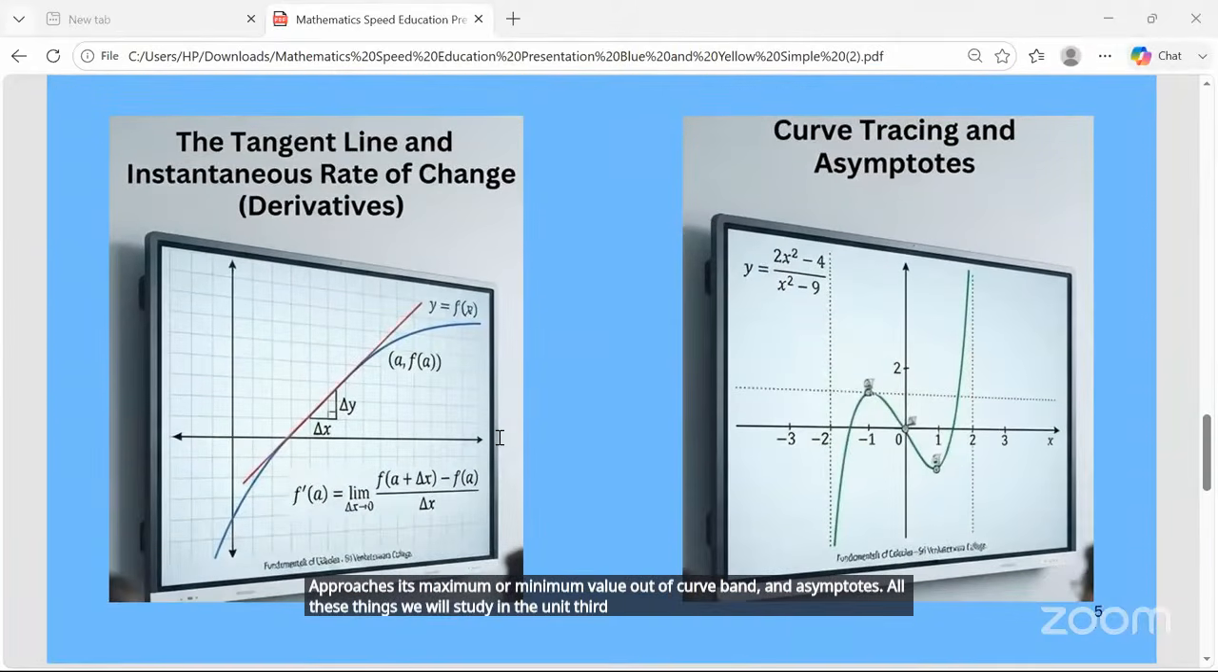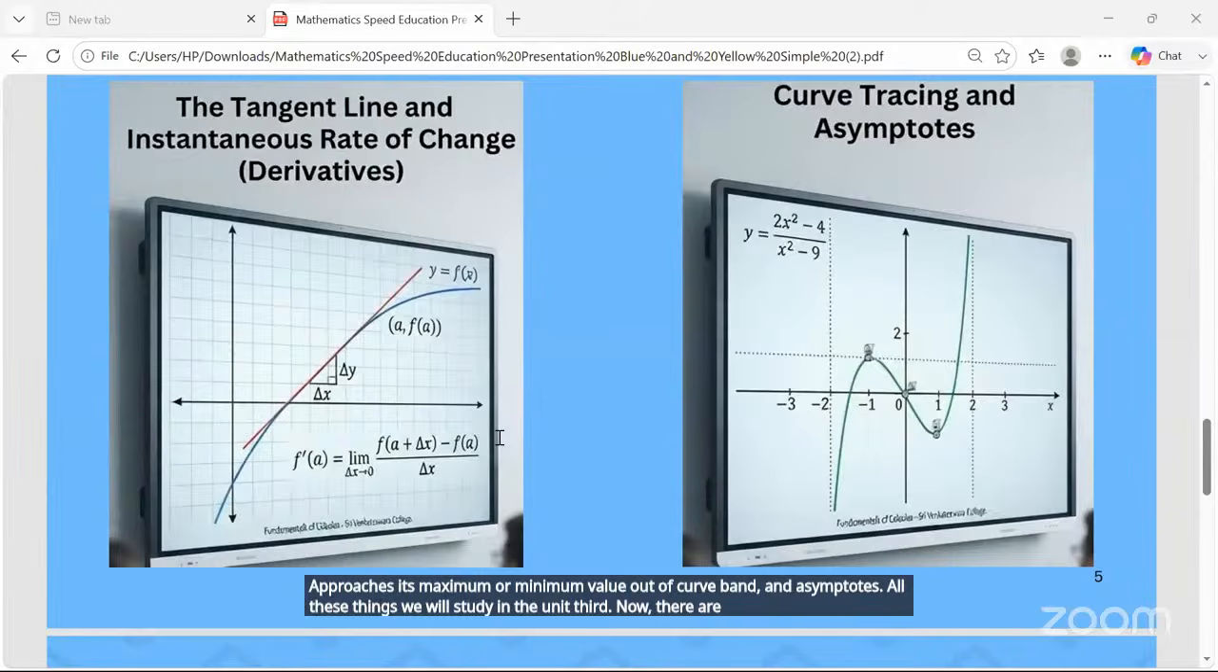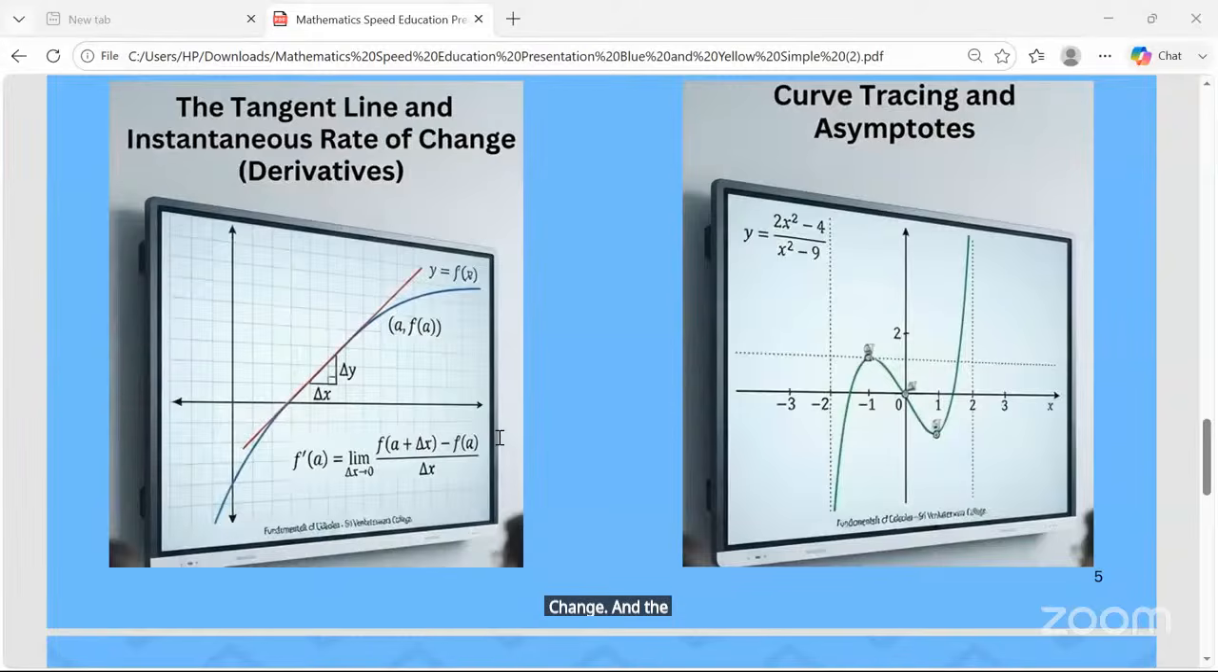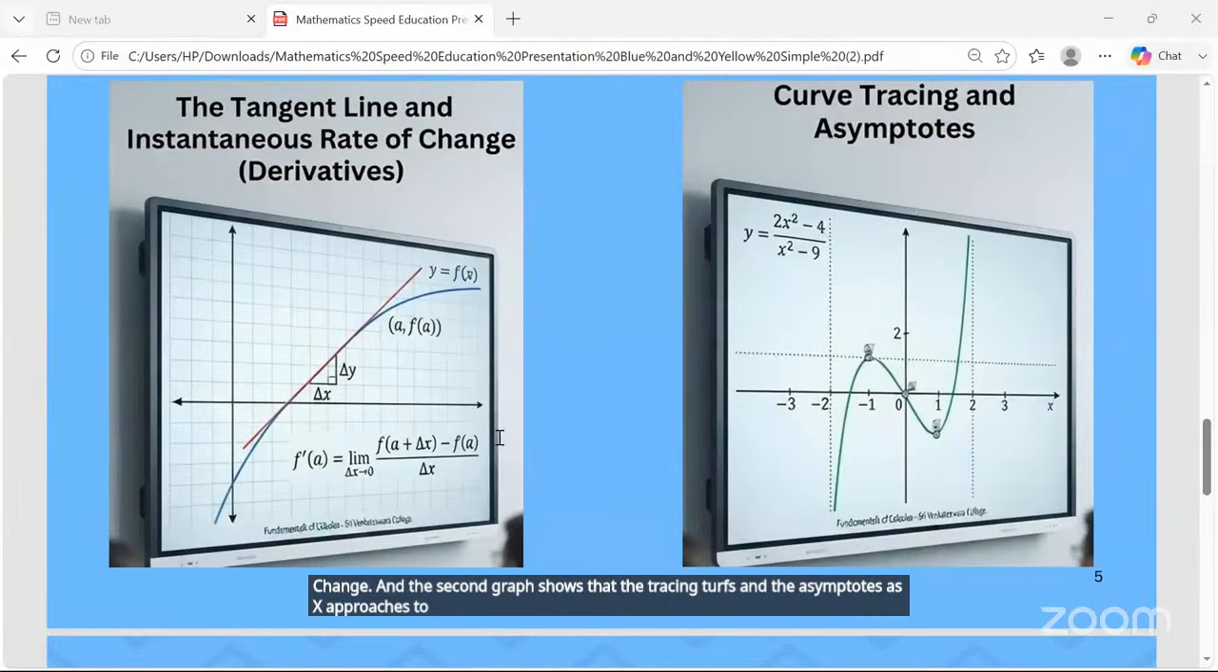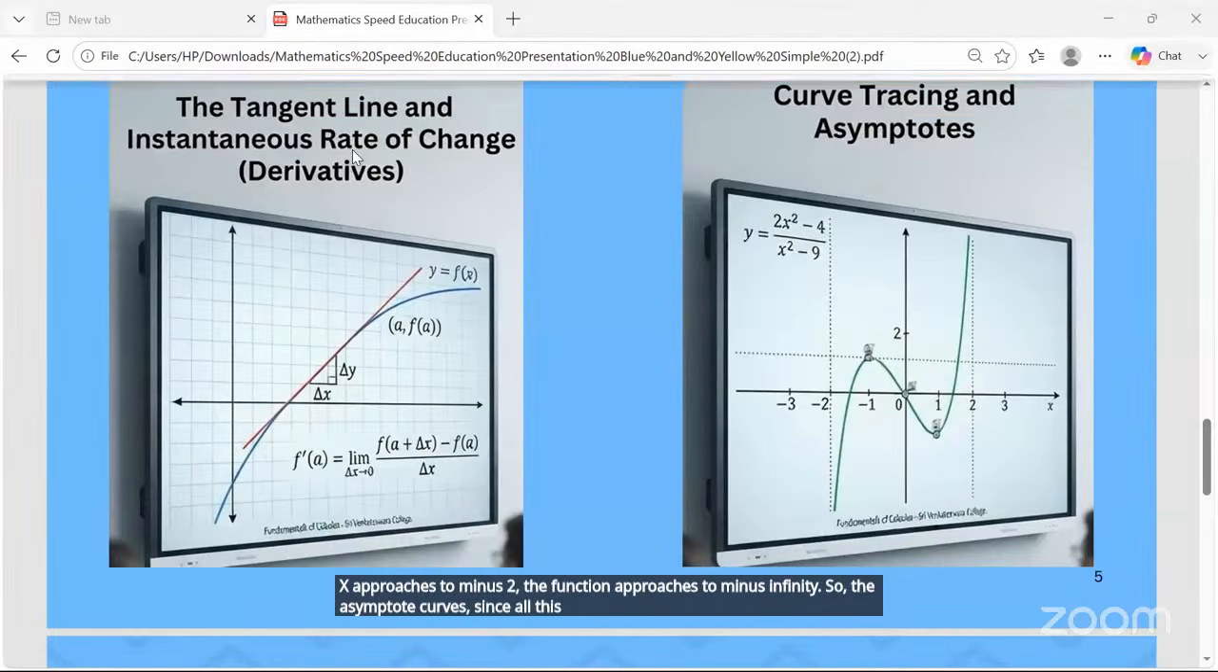Now there are 2 pictures. The first picture represents the tangent line and the instantaneous rate of change, and the second graph shows curve tracing and asymptotes. As x approaches -2, the function approaches -infinity. So asymptotes, curve tracing, all these we will study in unit 3.